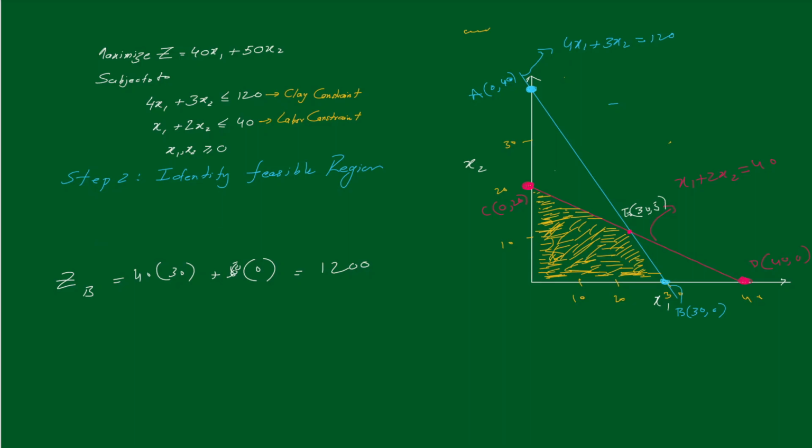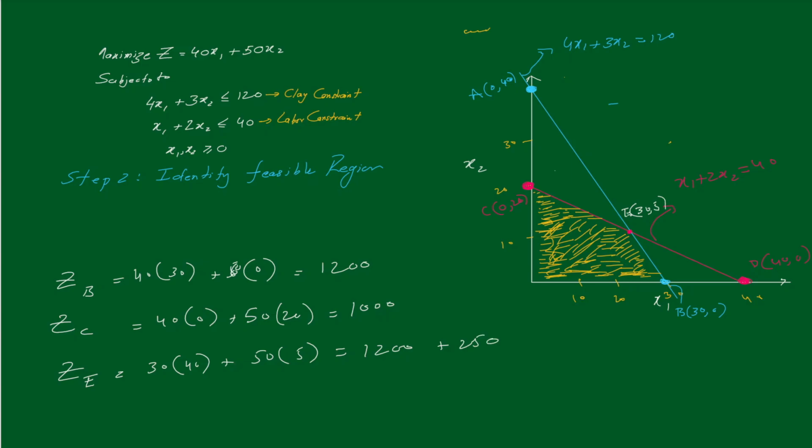So we have point B and point C. We will evaluate point C, ZC, which is 40 into 0 plus 50 into 20, which is 1000. And then we have point E, which is again in the feasible region, so we can evaluate it. ZE is 30 into 40 plus 50 into 5, that is 1200 plus 250. If we add these values, the answer is 1350. Now from here you can see which one is maximum.